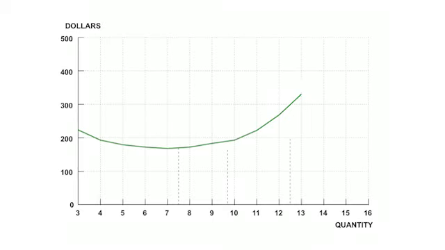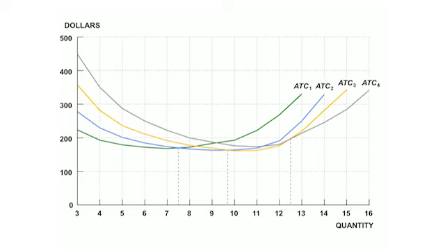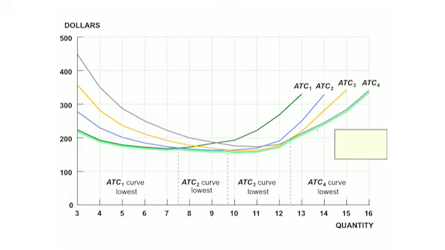So that's a picture of ATC1. That's ATC2, ATC3, ATC4. And we trace out the bottom of all those. And we see the long-run average total cost curve. There it is. Again, the low points of all the average total cost curves.